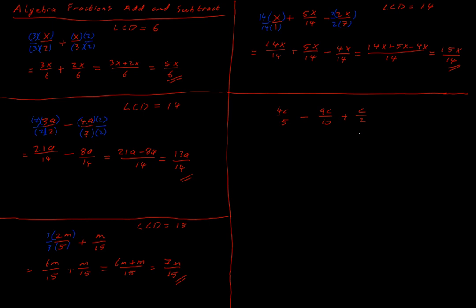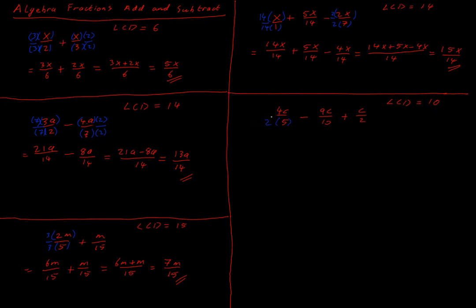Now here, again, I'm looking for my lowest common denominator, as I always am. So I have 5, 10, and 2. What's the smallest number that I can divide 5, 10, and 2 into? 10. So 10 divided by 10 is 1, 10 divided by 5 is 2, and 10 divided by 2 is 5. So my lowest common multiple is going to be 10.